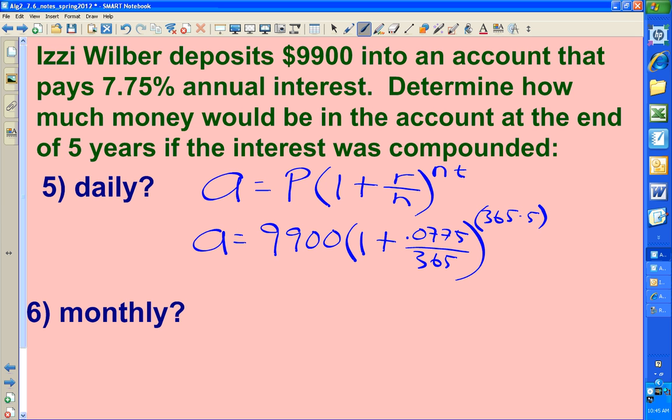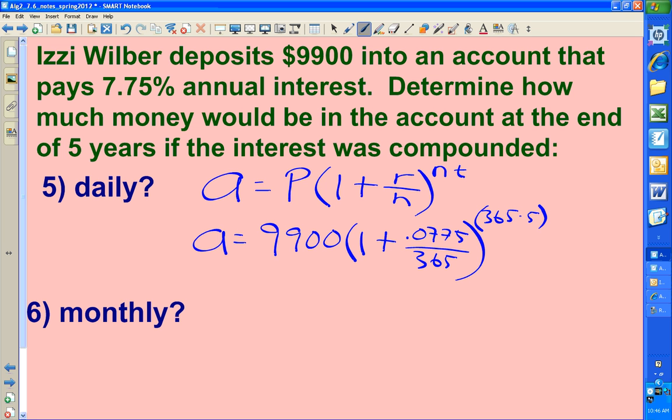More? Her interest rate is 7.75. What's 72 divided by 7.75? 9 in a little bit. So that means what? 72 divided by the interest rate tells you what? To double your money. So at 7.75%, it's going to take over 9 years to double your money, more or less. We're doing 5 years. Would you expect to see more or less than double your money? Less.